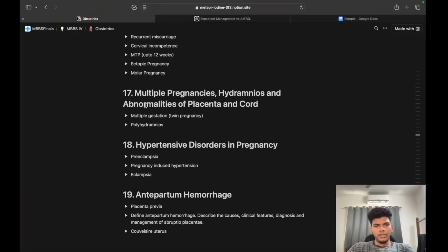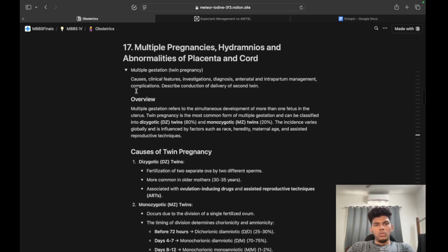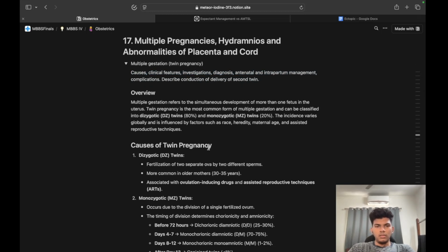Hello everyone, in this video we will be taking a look at multiple gestations. So let's begin. Mainly it will be causes, clinical features, investigations, diagnosis and management, and we will take a detailed look at the conduction of delivery of the second twin.